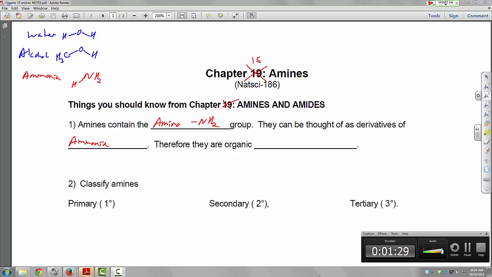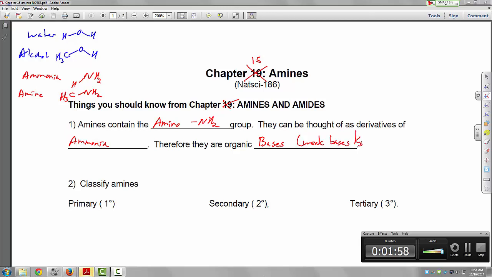Ammonia is NH3, and for an amine, we simply replace one or more of these hydrogens with an alkyl. Okay? It says ammonia is a weak base. Amines are therefore organic bases, and they're all weak bases.